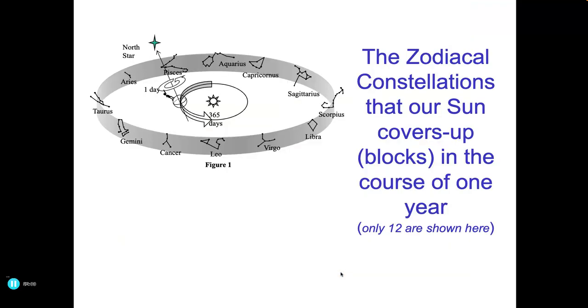Okay, let's see what effect that has on our observations. So those 13 constellations that the sun goes in front of over the course of the year, those are called the zodiacal constellations, based on the zodiac, sort of the name coming from astrology. So we've kept some of the naming. And in this diagram, it's also ignoring Ophiuchus. So just, know that it's up there, being annoyed that we're ignoring it constantly.